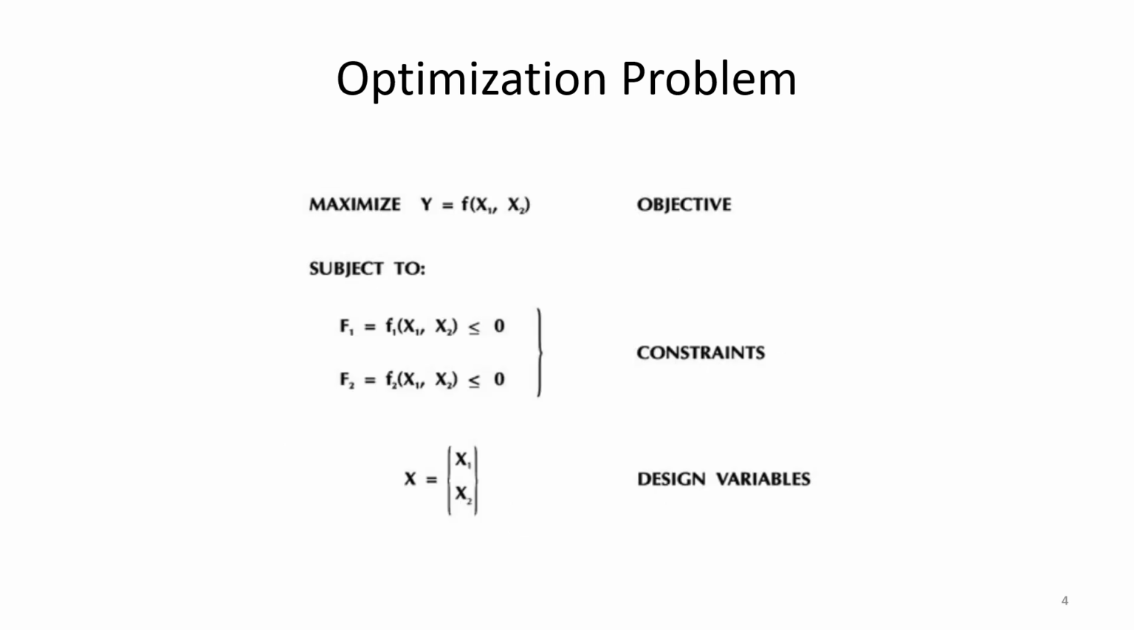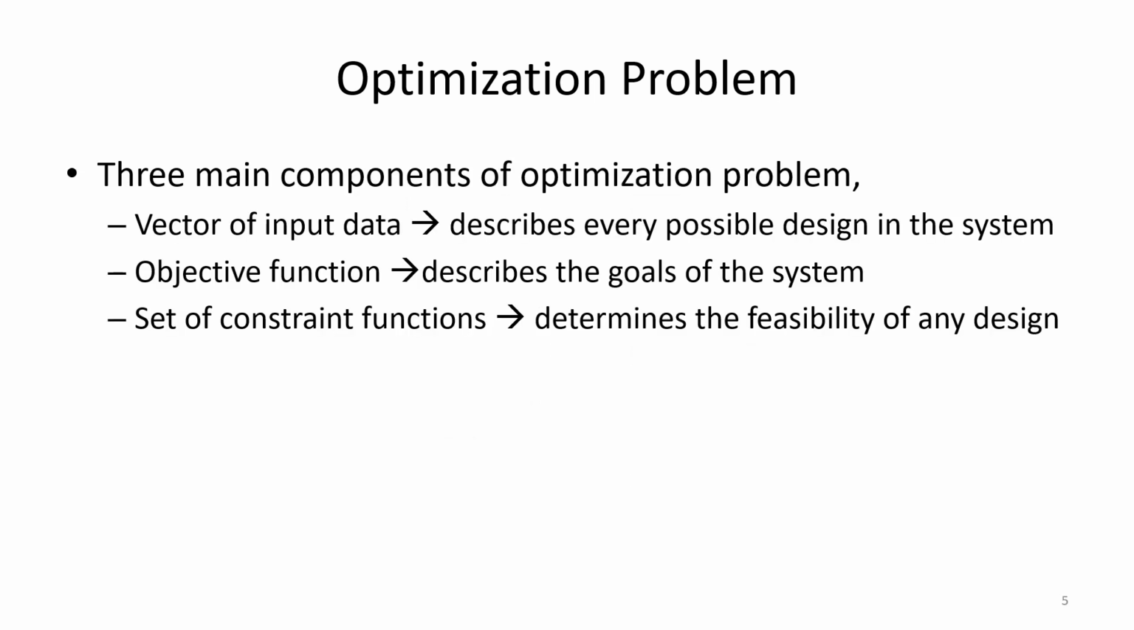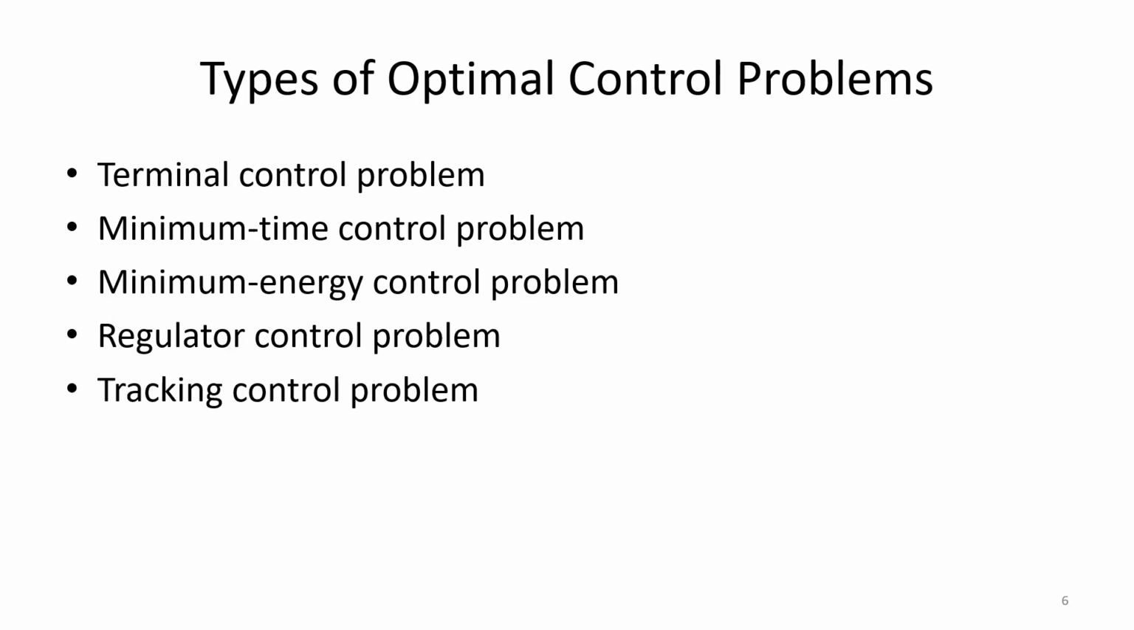In other words, maximize y equal to f of x1, x2, where x1 and x2 are design variables, subject to constraints f1 of x1, x2 less than or equal to 0 and f2 of x1, x2 less than or equal to 0. You can also define this as a vector of design input data, an objective function, and a set of constraint functions. Now there are five types of optimal control problems.